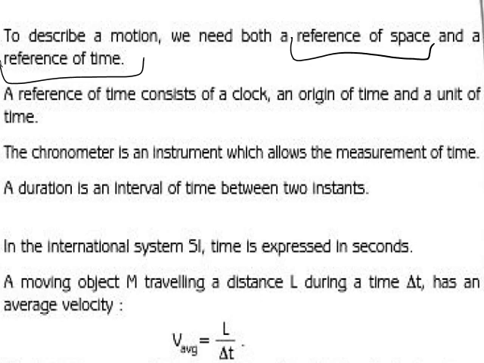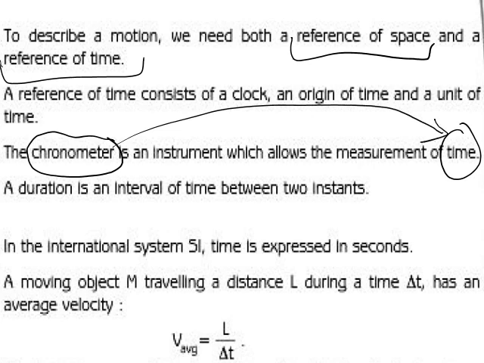What is a chronometer? The chronometer is an instrument which allows the measurement of time. So chronometer, instrument that allows the measure of time. What is the duration? It is the interval of time between two instants, between t1 and t2. This is called a duration. In the international system SI, the SI unit of time is the second, of symbol small s.